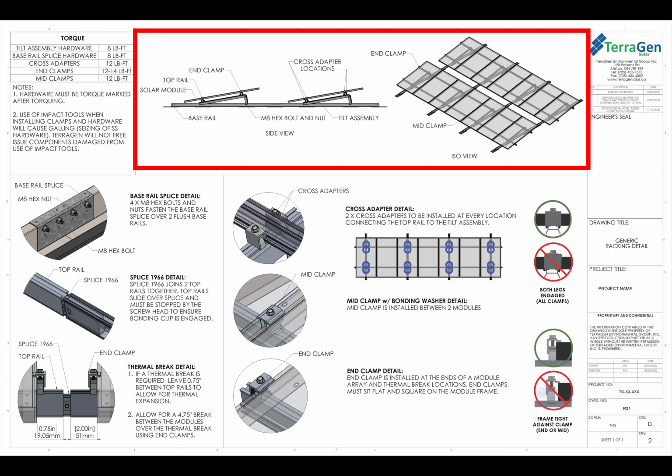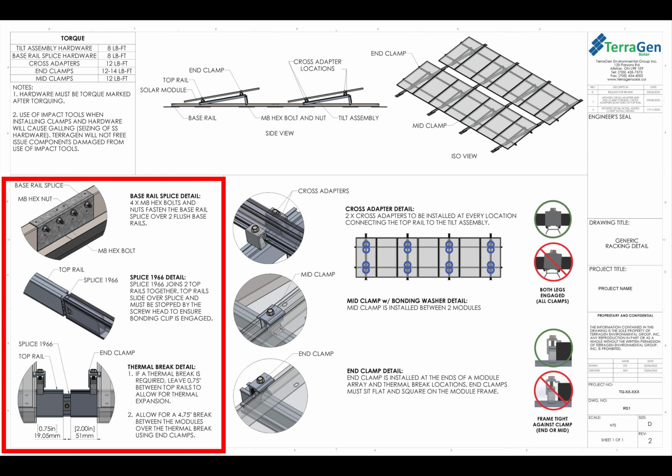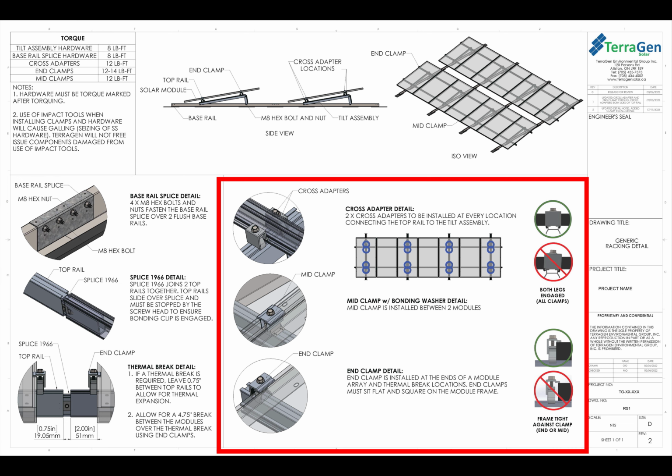At the top of the page, there is an overview of all of the components for TGR, as well as where they should be located. In the bottom left of the page, this is an overview of the different attachments for the system. You'll be looking at base rail splices, top rail splices, and then using the top rail splices, there will be thermal brakes. On the right side of the page is an overview of the different clamps required for the system, the cross adapters, the mid clamps, and the end clamps.